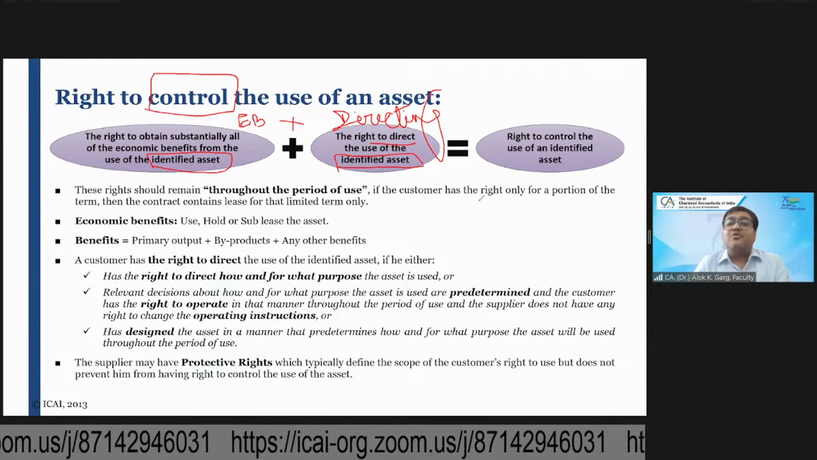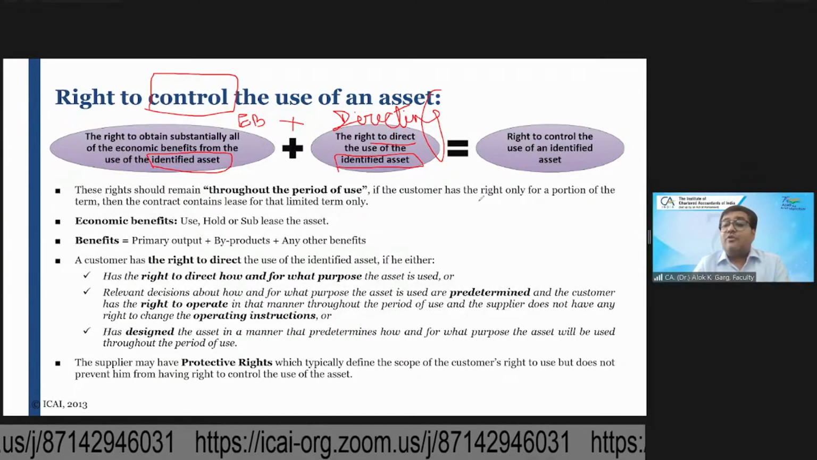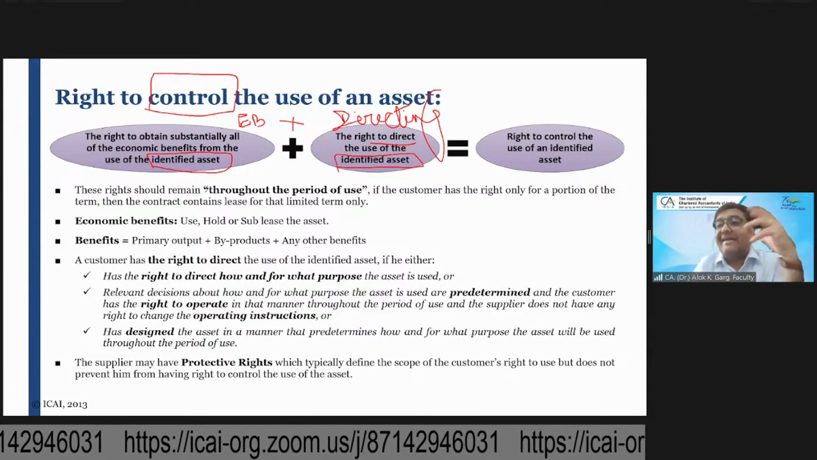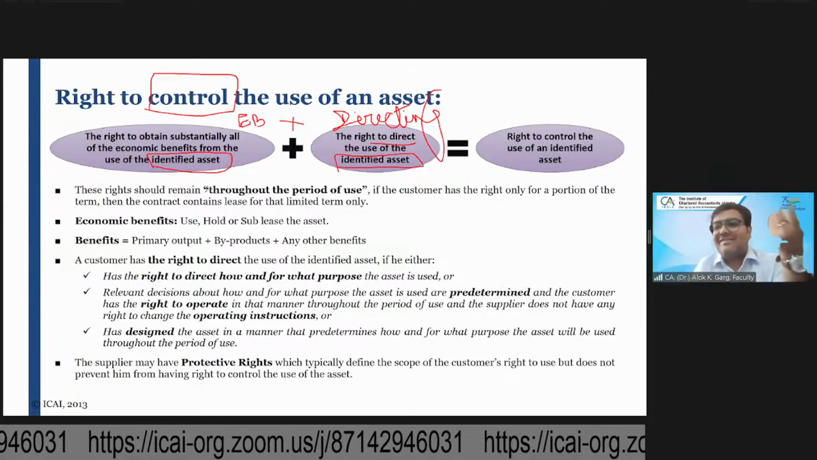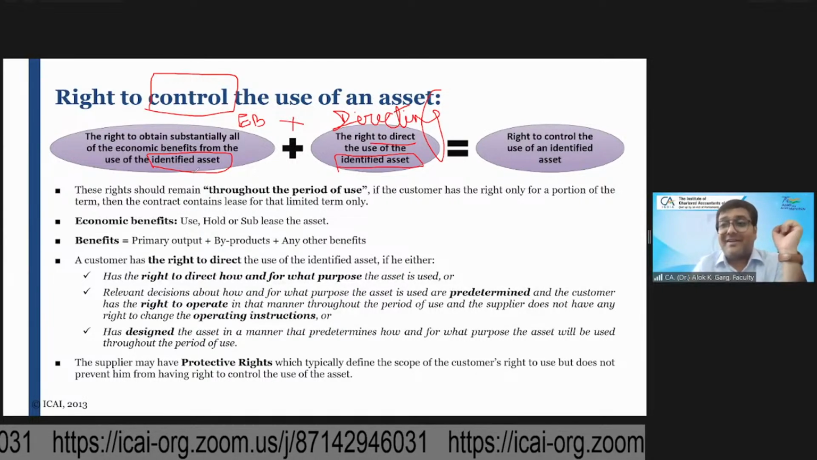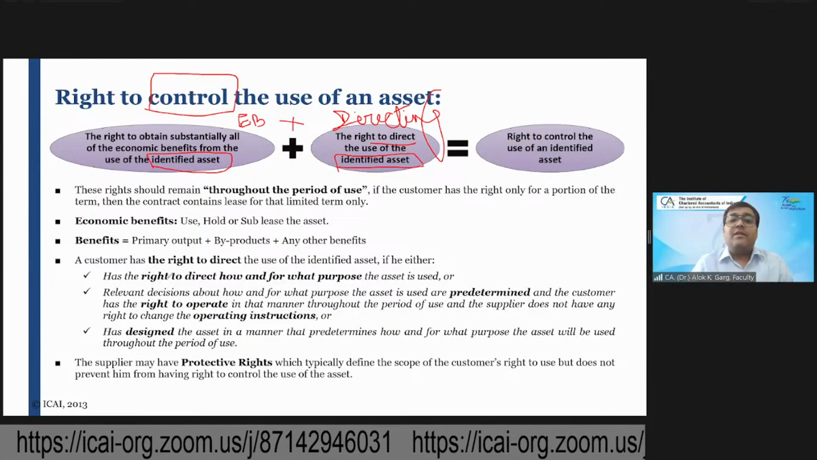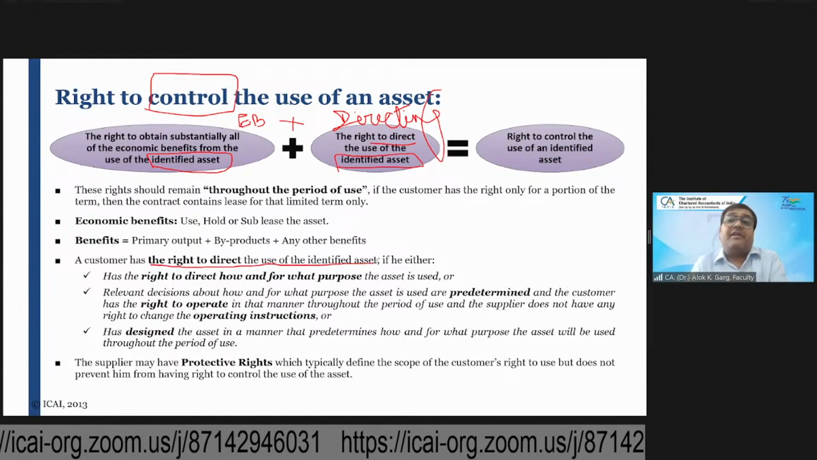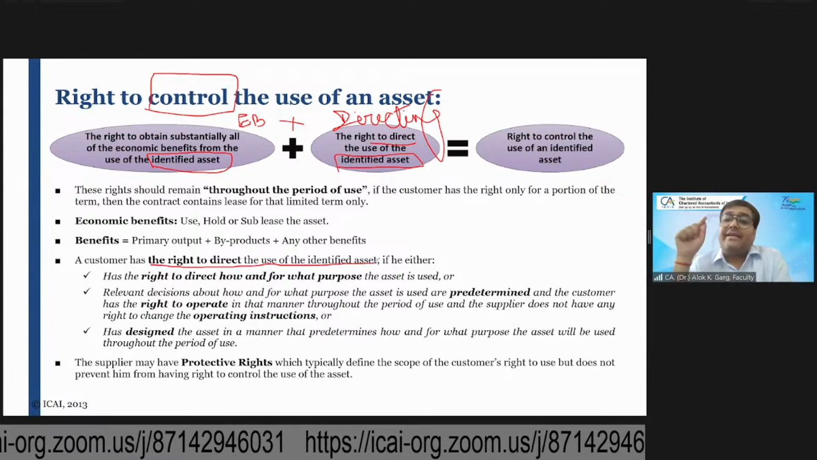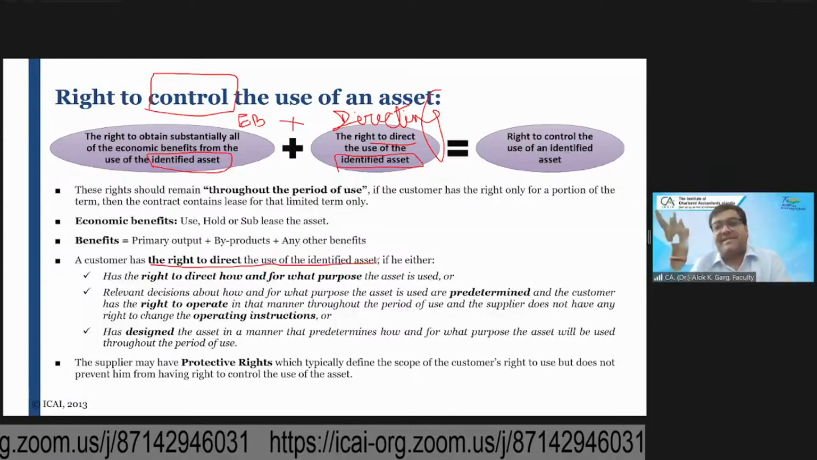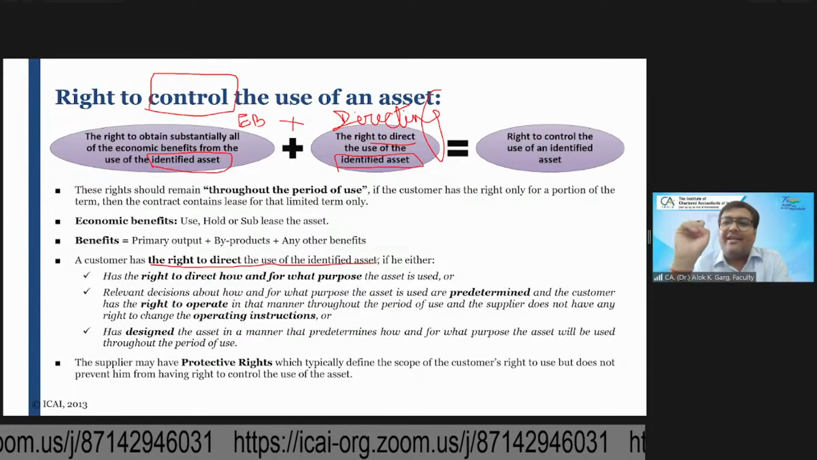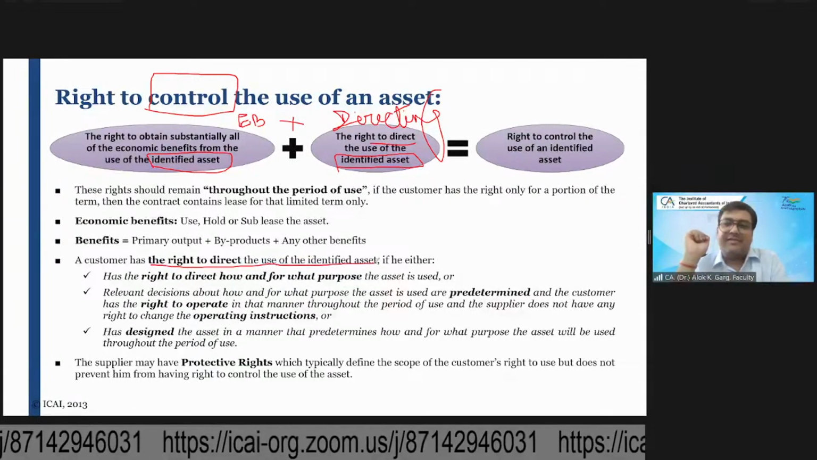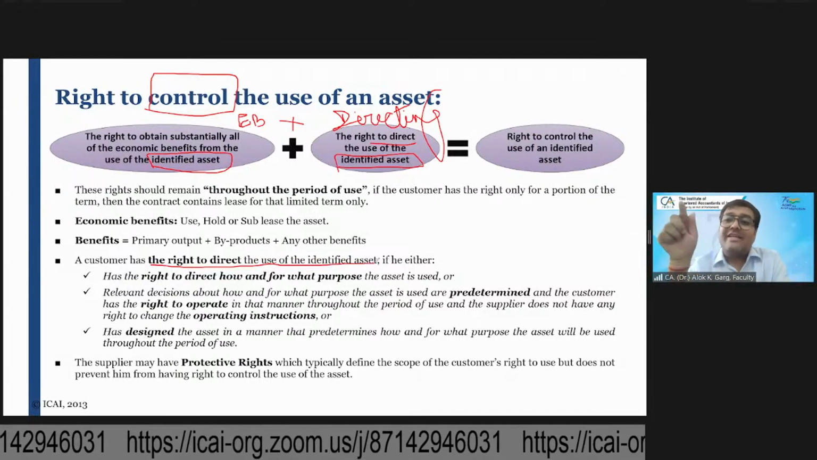What is meant by directing the use of the asset? If you look at Ind AS 116, you will find the word supplier. Supplier is like a lessor. You will find the word customer. Customer is a lessee. A customer who is a lessee has a right to direct the use of an identified asset if he has the right to direct how and for what purpose the asset is used. So the lessor is not directing you how to use the car and for what purpose the car is used. Lessor is not directing. Who is directing? Lessee is directing.